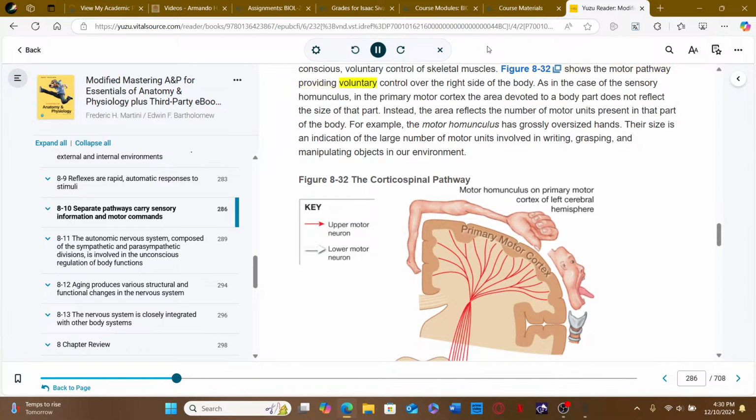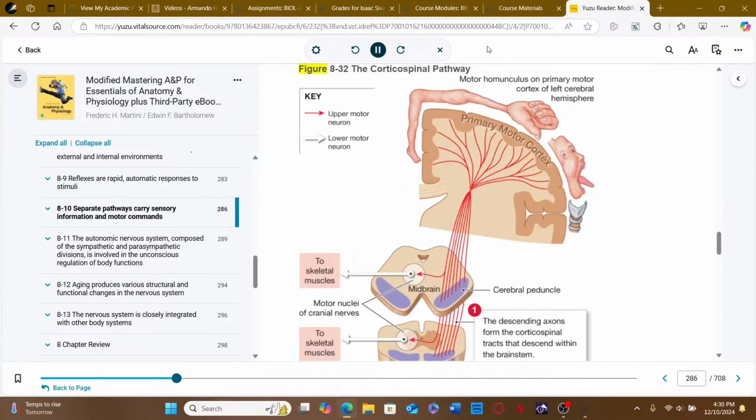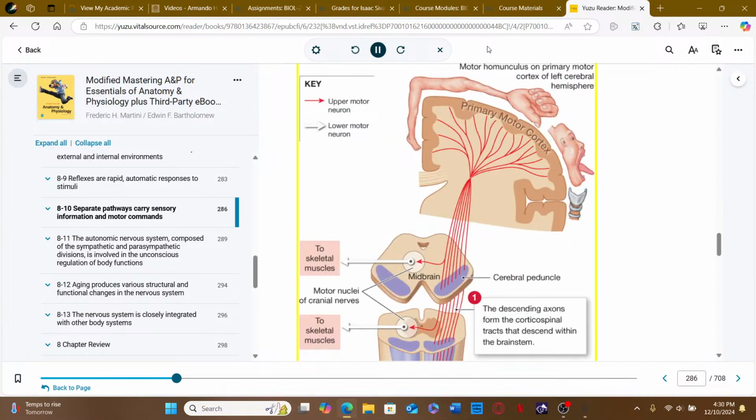Figure 8-32 shows the motor pathway providing voluntary control over the right side of the body. As in the case of the sensory homunculus, in the primary motor cortex, the area devoted to a body part does not reflect the size of that part. Instead, the area reflects the number of motor units present in that part of the body. For example, the motor homunculus has grossly oversized hands. Their size is an indication of the large number of motor units involved in writing, grasping, and manipulating objects in our environment. Figure 8-32, the corticospinal pathway.